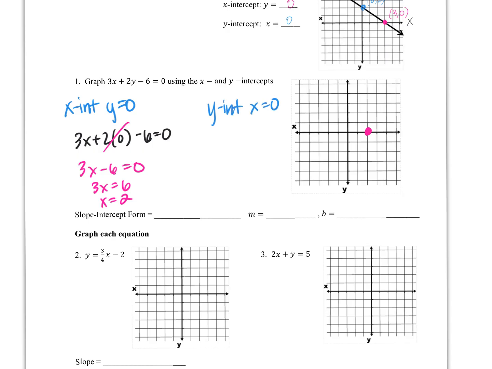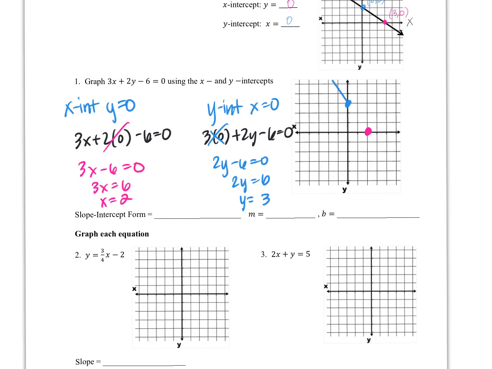You do the similar thing, but now the x is 0. Again, you might just cover it up because that's going to be 0 and be left with 2y minus 6 equals 0. Or you could just plug in the 0 for x. 3 times 0 and 2y minus 6 is 0. So we get 2y minus 6 is 0. What's my y going to be? 3. I'm going to go up to my graph. My y would be 3.